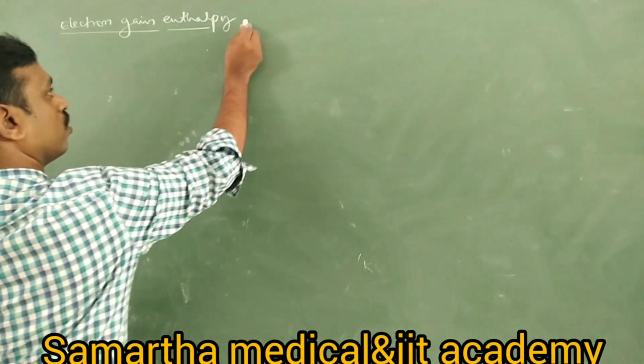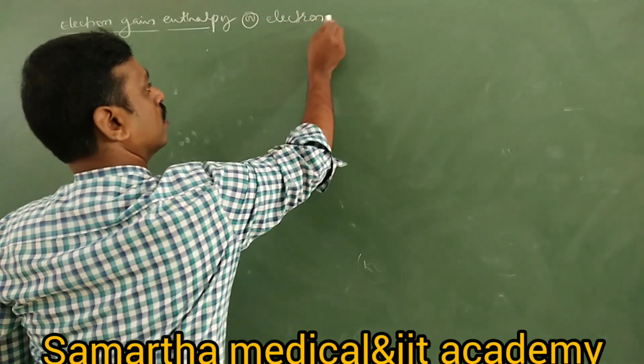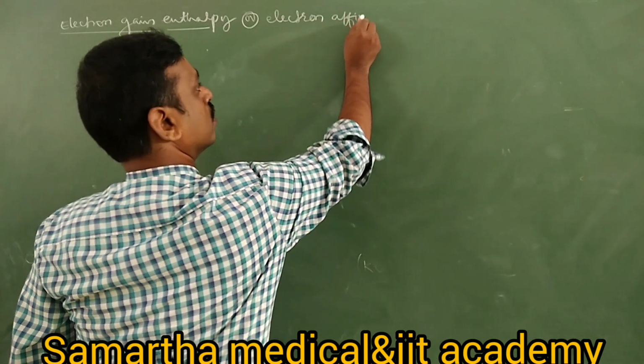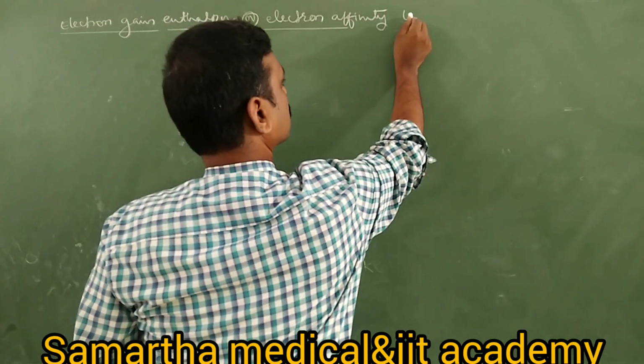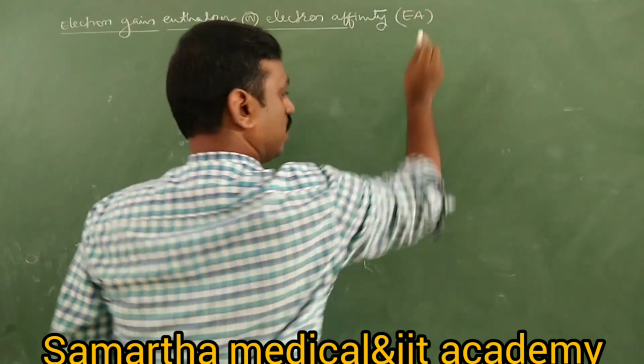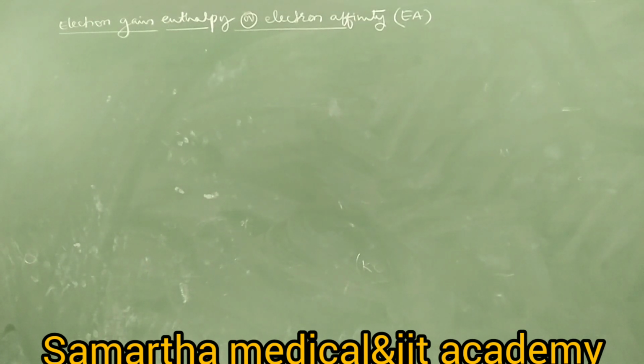Electron gain enthalpy or electron affinity, denoted by EA. Right, so this is quite opposite to ionization enthalpy.